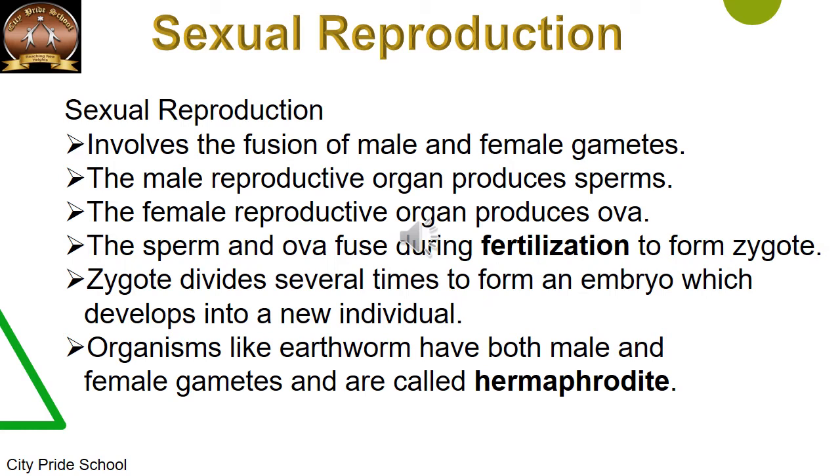Whereas there are some animals in which both the male and the female gametes are produced by the same single individual. Such animals are termed hermaphrodites. Okay, but still they do produce both gametes, but they have sexual reproduction.